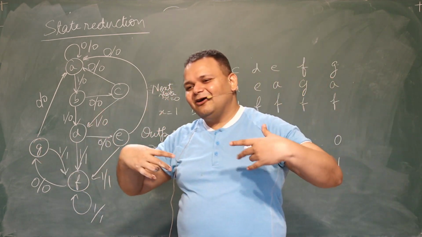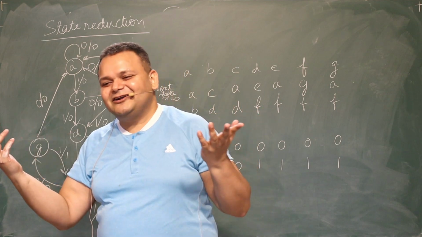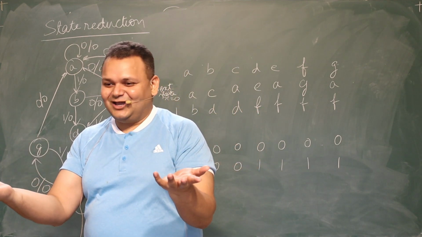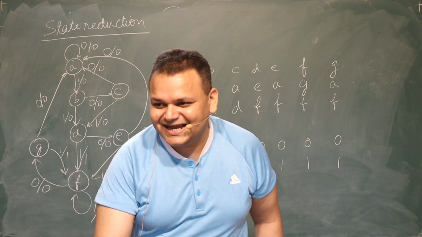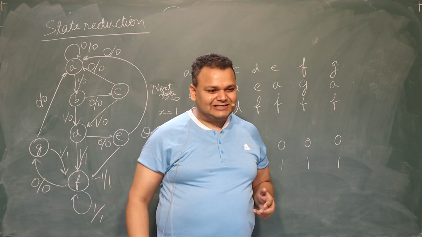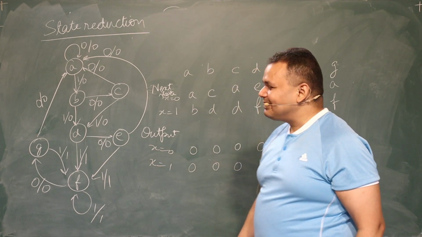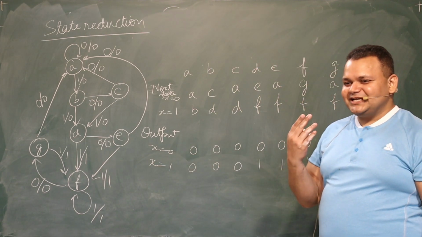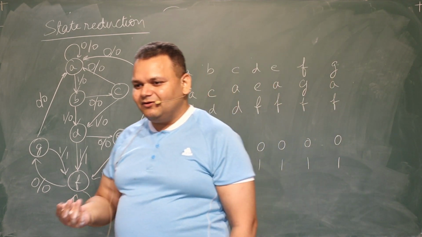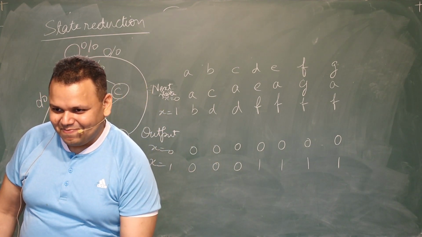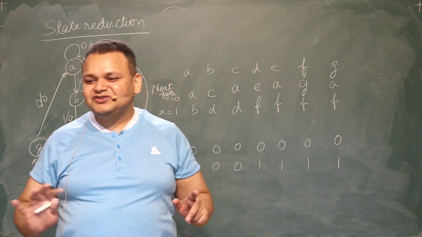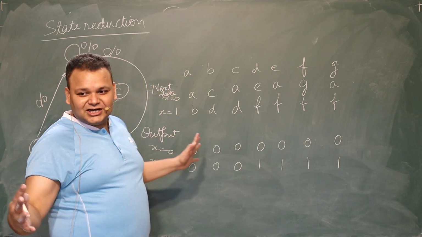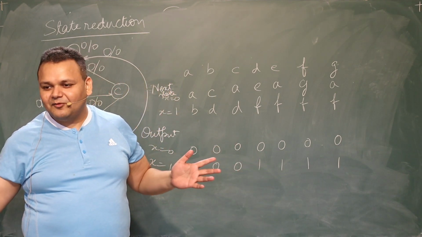It does not matter how those states are assigned. It does not really matter to the final product. The final product is input and output. So if two states have different outputs, can they be equivalent to each other? No, sir. There is no possibility. As soon as you look at the outputs, if the outputs are different, those two states have to be different from each other.